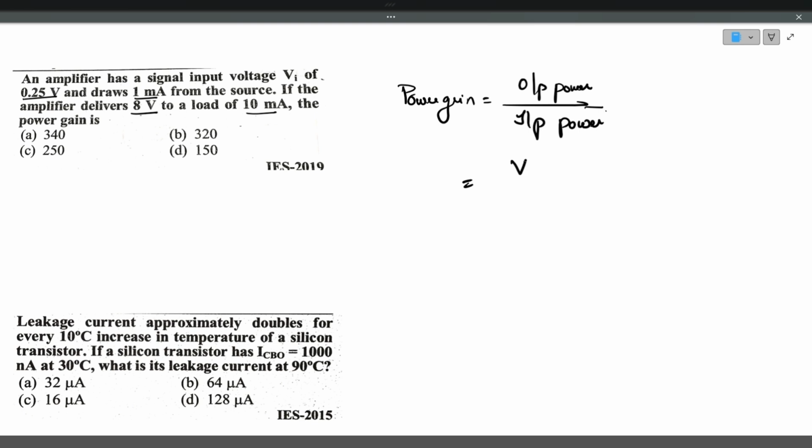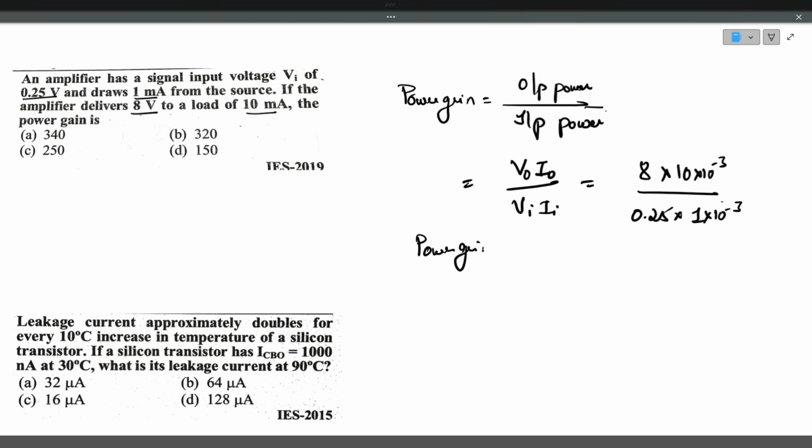So output power is nothing but output voltage times output current, and input power is input voltage times input current. Now here the output voltage is 8 volts, output current is 10 milliamps, input voltage is 0.25 volts and input current is 1 milliamp. So the power gain, if you calculate it, will be around 320. So the answer is option B.